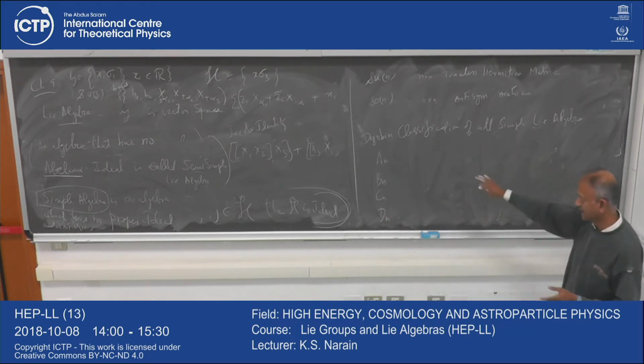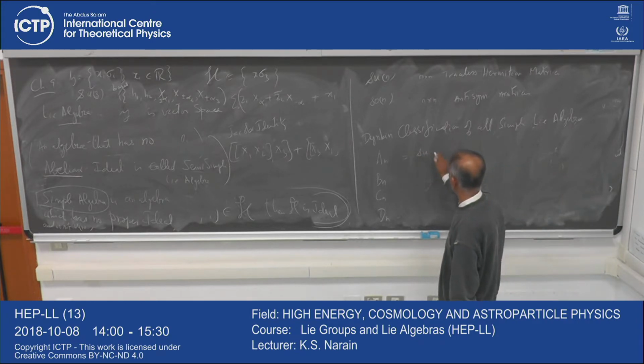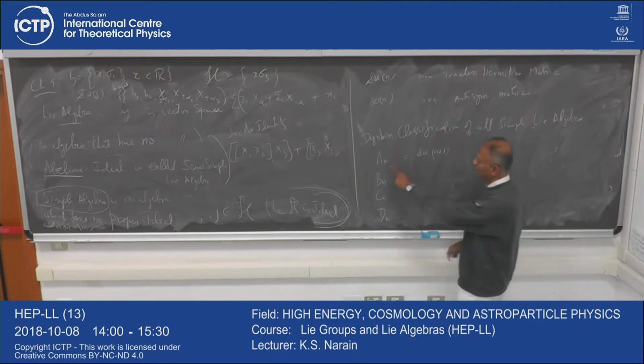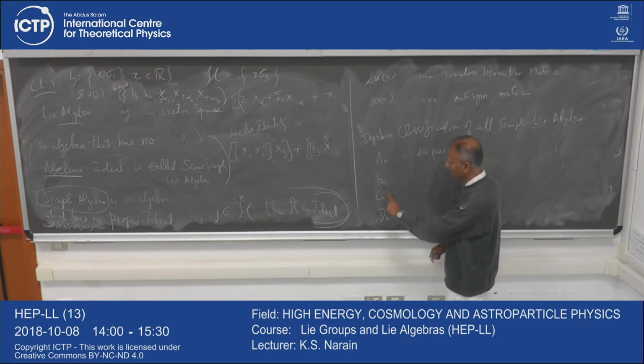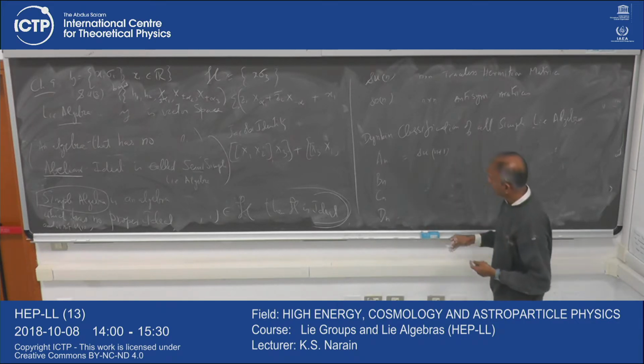These are all infinite series. N can be anything. And these are nothing else but SU(n+1). The reason why there's a shift is because in the Dynkin classification, this number is the rank of the Lie algebra. And we have already seen SU(3) has rank 2. SU(n+1) has rank n. So this is the reason for the shift here.